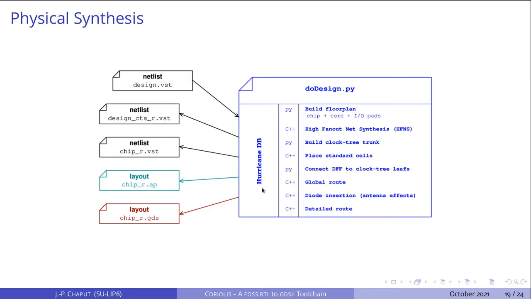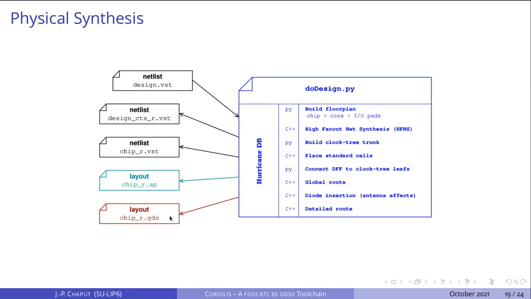The output is design CTS-R because the netlist is changed. By inserting the clock tree, which means here CTS, we tell that the netlist has been changed. So we don't want to override the initial one. Then we have the netlist at the chip level and the API file if we are running in symbolic mode, or directly the GDS file if we are running in real mode.